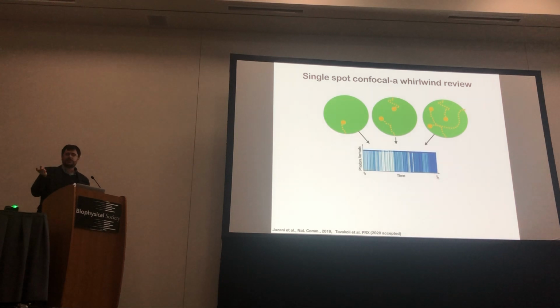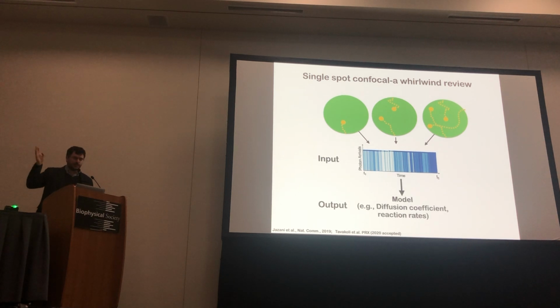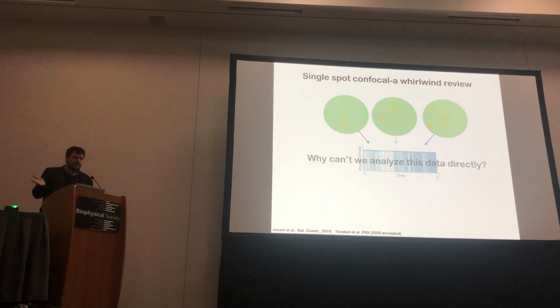So in principle, the photon arrival times themselves encode a number of things. They encode what the diffusion coefficients of those proteins are. They encode where these are located within the confocal volume. And in fact, they even encode how many molecules are responsible for the signal, as you see it. And from that, the goal is to learn diffusion coefficients and reaction rates, potentially if the molecules are reacting. Now the question is, why can't we do it? Again, that hard wall, the model selection problem that we all hit.